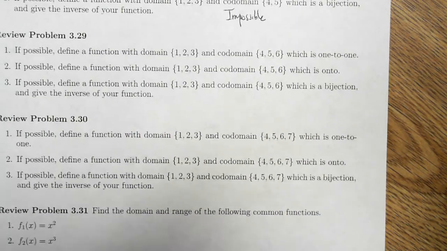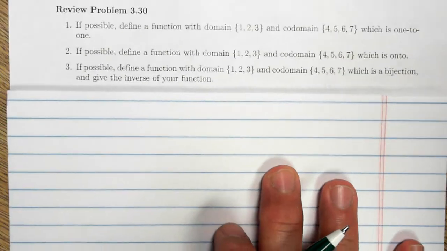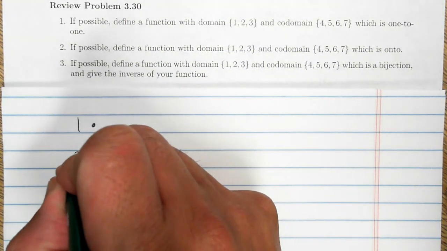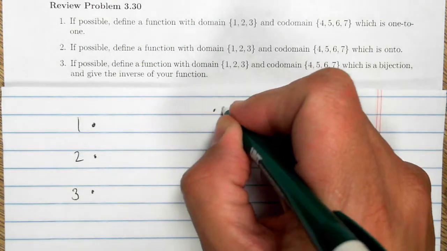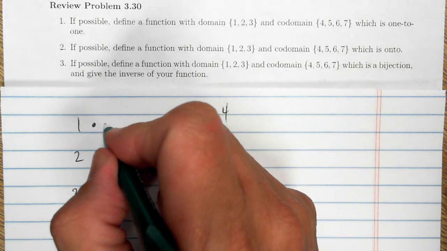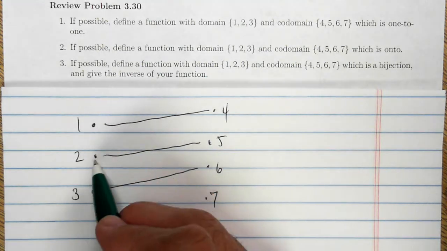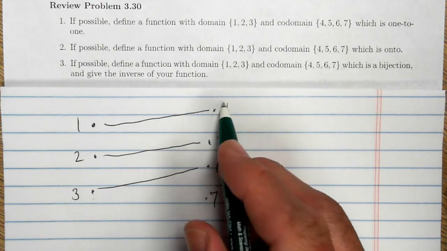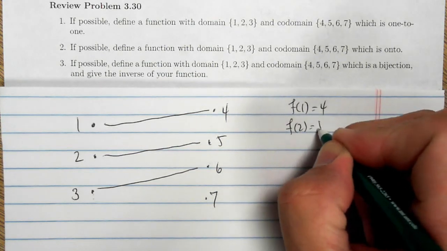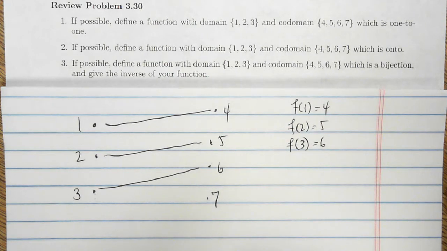Okay, lastly, let's take a look at problem 30. Okay, let's define a function that's one-to-one. So this one is not too bad. 1, 2, 3. The codomain is 4, 5, 6, 7. And so that would be a one-to-one function. No 2 points over here end up at the same point over here. So f of 1 equals 4, f of 2 equals 5, f of 3 equals 6. That is a perfectly fine one-to-one function.